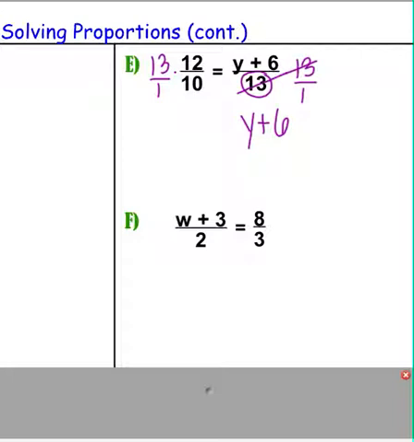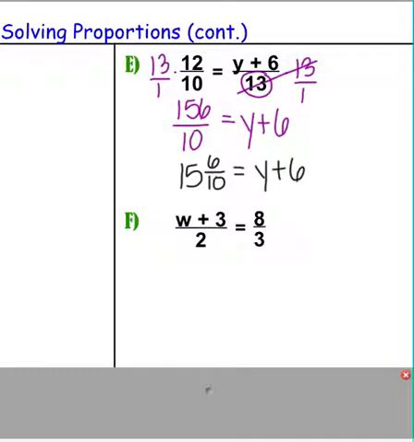Now if you recall, 12 times 12 is 144. So we need to add another 12 to that. So plus 10 would be 154. Plus another 2 would be 156. So we have 156 over 10. Now some of you are going, well, do we have to change that? Your best bet? Yes, change it. So 10 goes into 156 15 times, and I know that because 10 times 15 is 150, which leaves 6 left over. So I got 15 and 6/10 equals y plus 6.